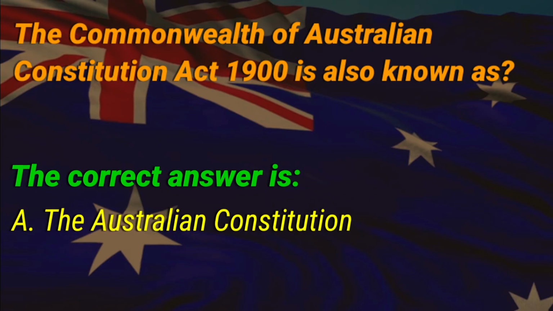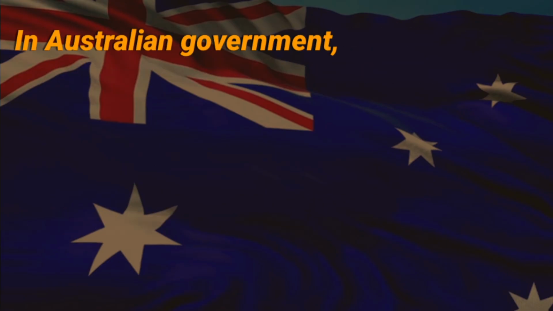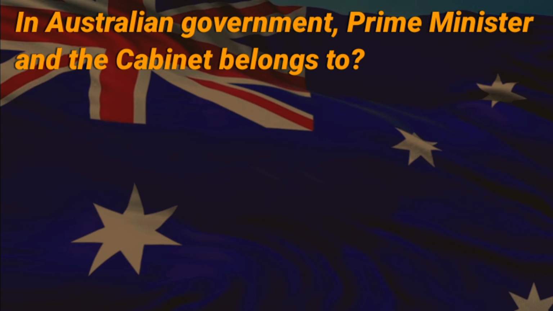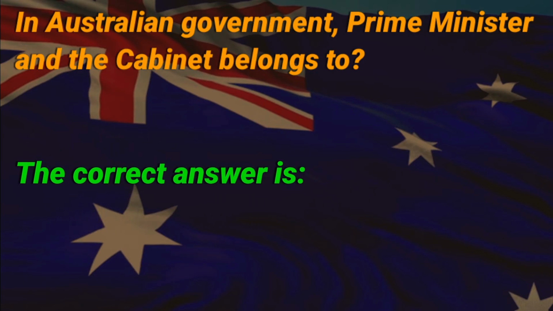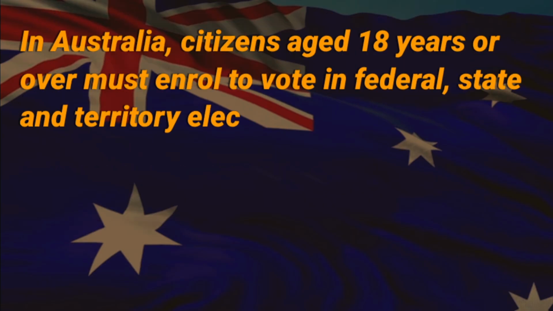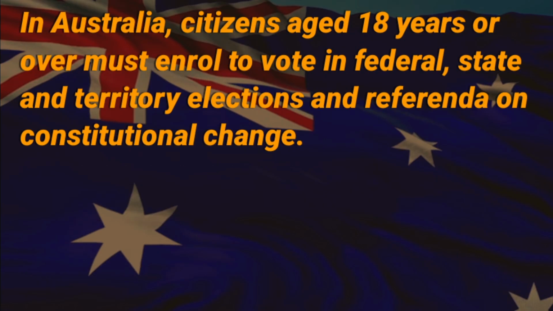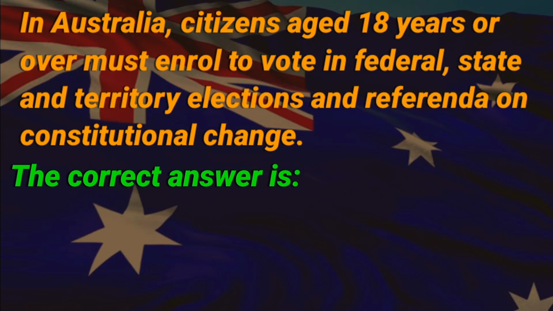The Australian Constitution. In Australian government, Prime Minister and the Cabinet belong to A. Legislative. B. Executive. C. Judicial. The correct answer is B. Executive. In Australia, citizens aged 18 years or over must enroll to vote in federal, state and territorial elections and referenda on constitutional change. A. True. B. False. The correct answer is A.